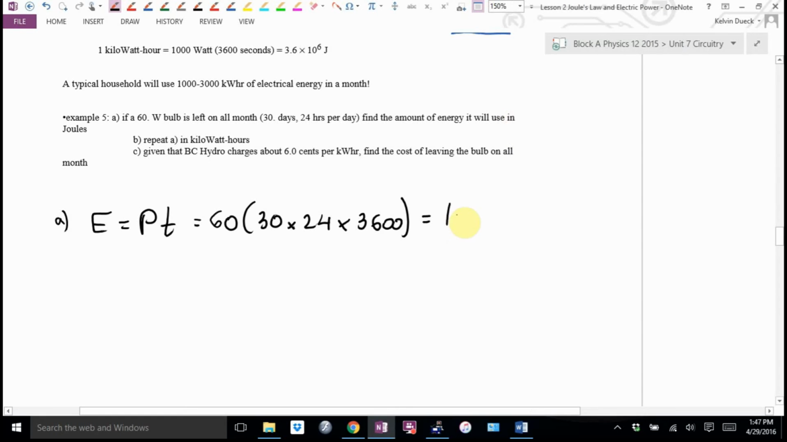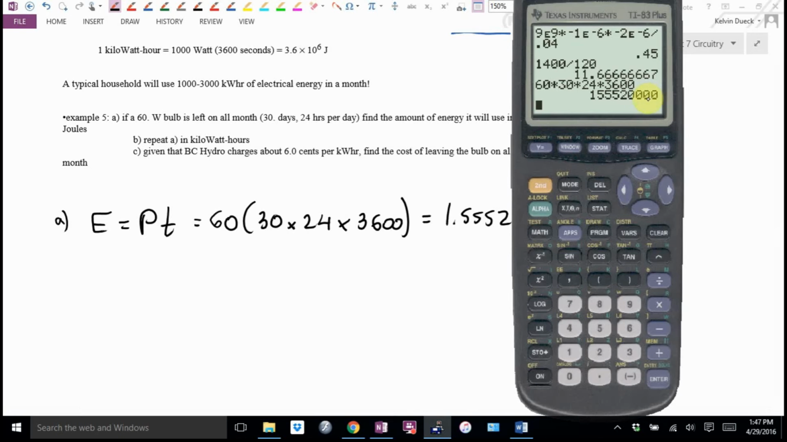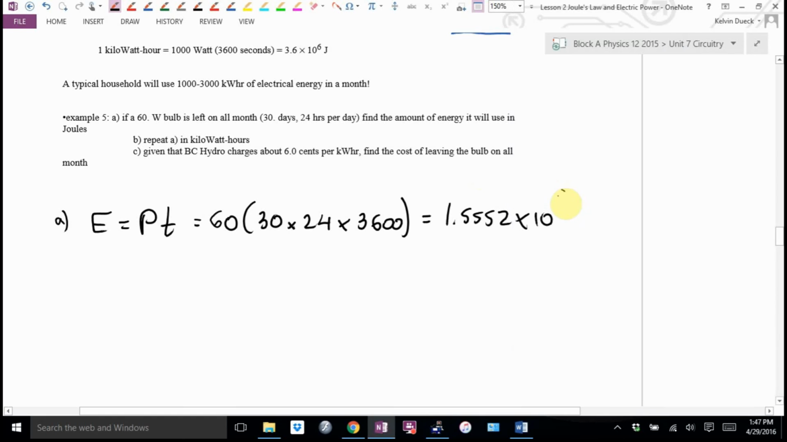1.555 times 10 to the 8, and that's in joules.